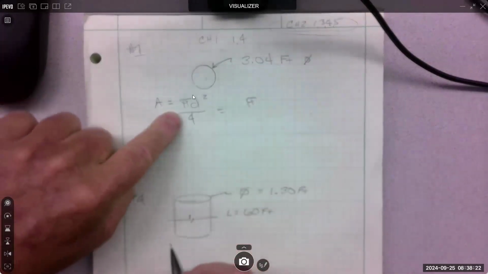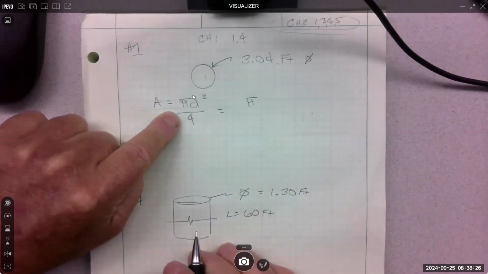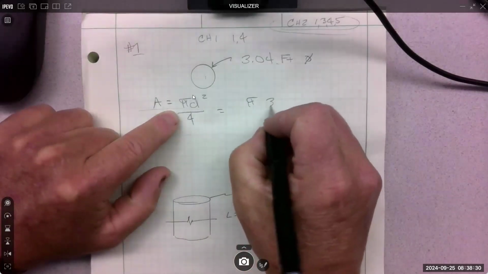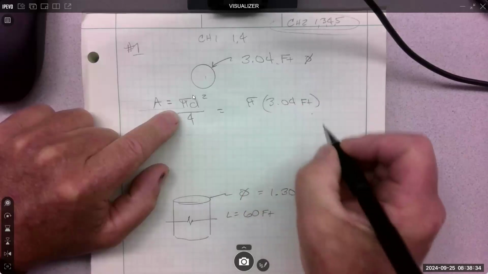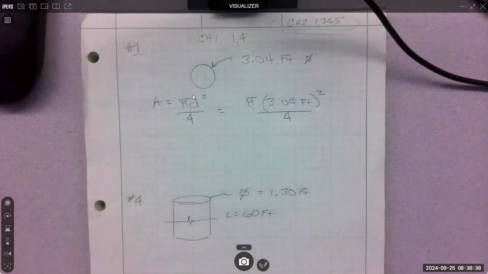Again, there's another formula, right? What's the other one? Pi r squared. You can use that. That doesn't matter to me. Use whatever you want. 3.04 feet squared over 4. So that's how I do it, and that's so people know what formula I'm using. If you do that, that's helpful for me, because then when you're using the wrong formula, I can see the problem. Oh, you're just using the wrong formula here, right?